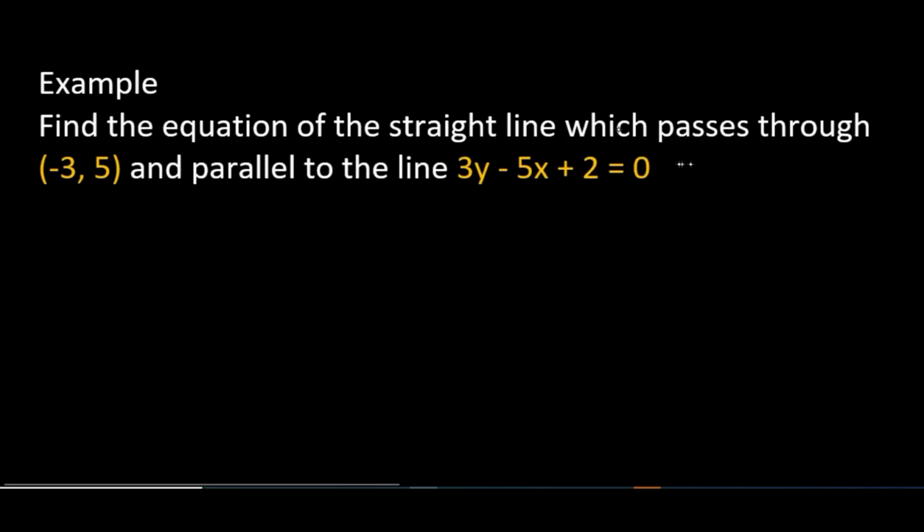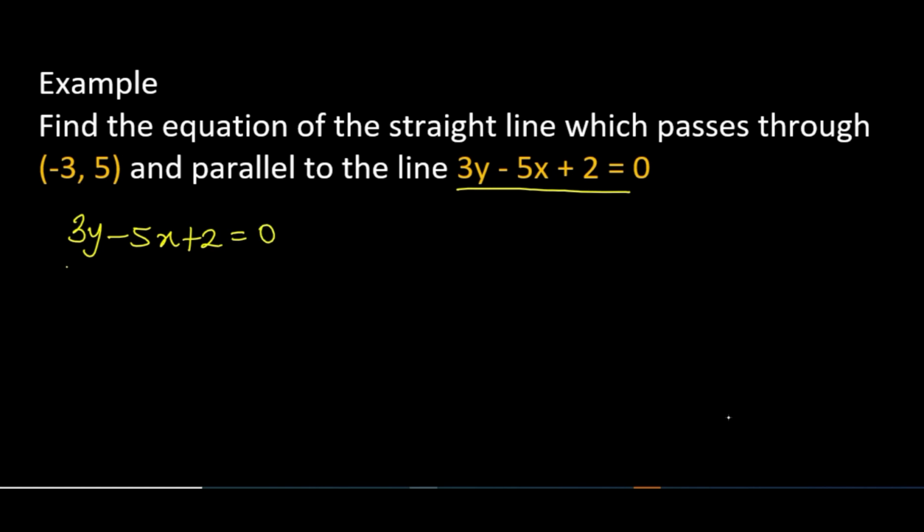Okay, find the equation of the straight line which passes through minus 3, 5 and is parallel to this line. You can see the one we did is perpendicular. This one is parallel. So we'll get the gradient or slope of this line, and it will be the same thing for the other line. So let's get the gradient of this line. To get the gradient of this line, we'll write the entire equation down, and we'll try to make the y the subject of the formula.